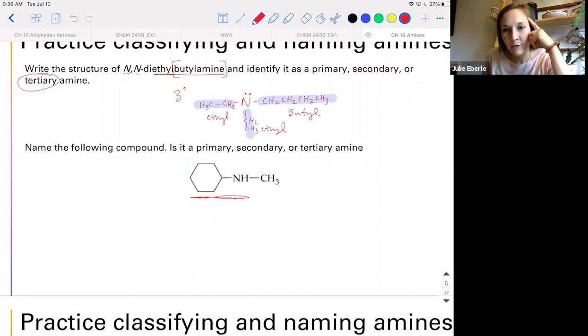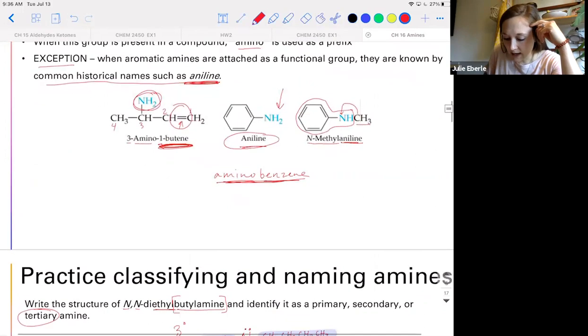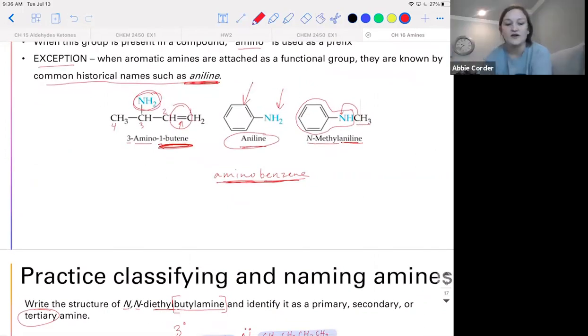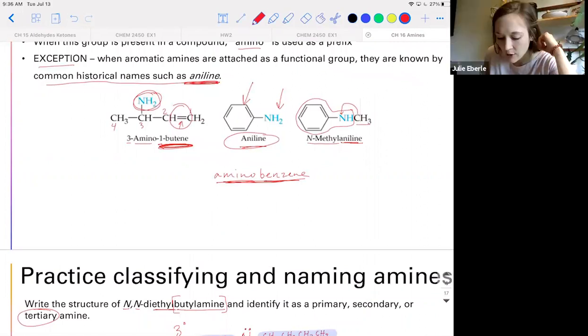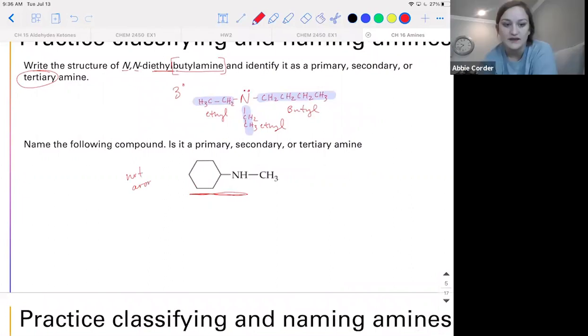Anybody think they have the name for it? I don't have the name, but I have a question. Yeah, Abby. Only aromatic if what? It is only listed as aniline if this ring right here is aromatic. Oh, only aniline. Okay, awesome. Notice we have a similar thing going on. We have a cyclic structure bonded to a nitrogen, but our ring down here is not aromatic. Okay, thank you. So this is not aniline.